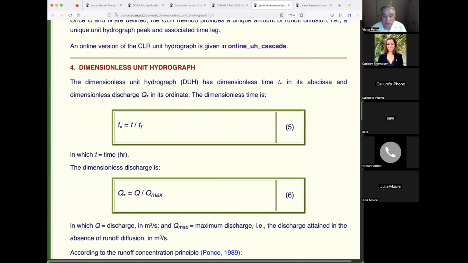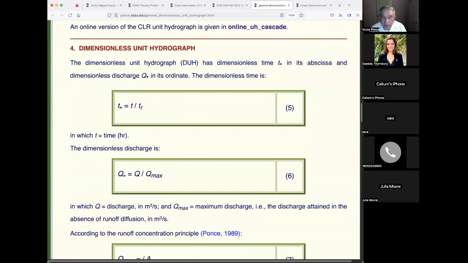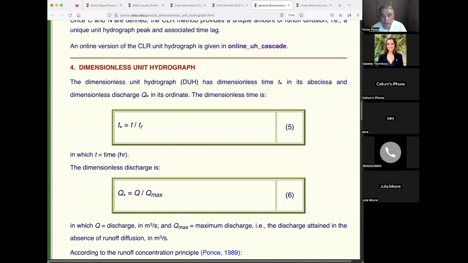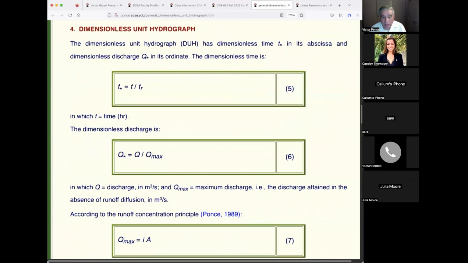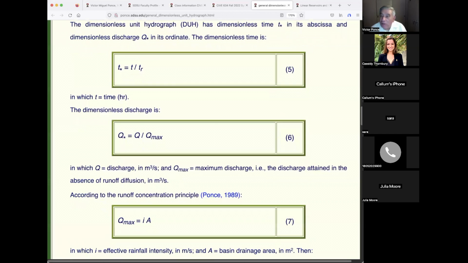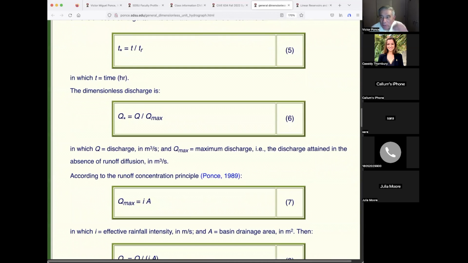So we find the T sub R in here. To dimensionalize the hydrograph, you have to find the T sub R, which is the duration of the hydrograph. And the dimensionless discharge has to be Q max, which is the convection value, the maximum discharge attained in the absence of runoff diffusion. These are very important concepts. In other words, you got to pick up the right thing, otherwise it's not going to work. And we did pick up the right thing because we have experience.